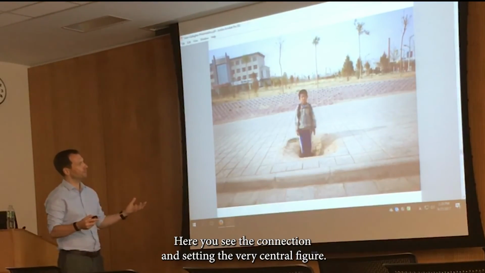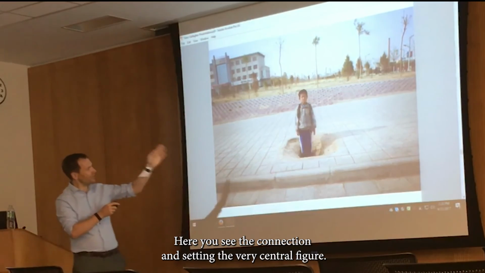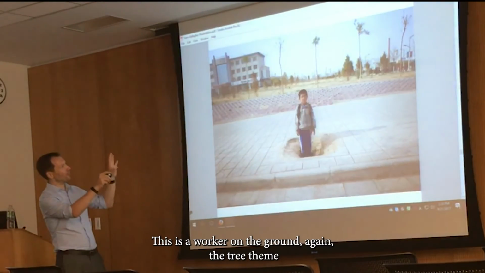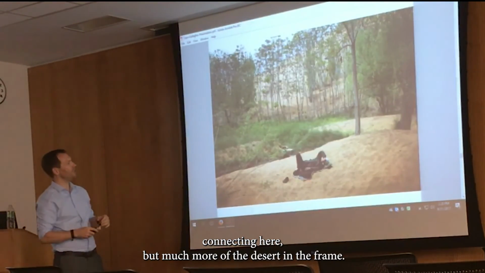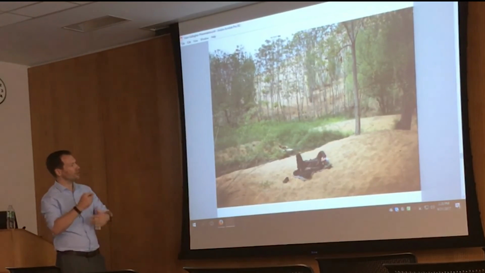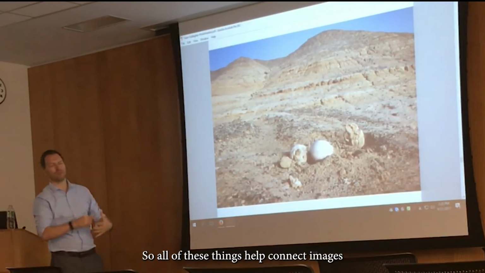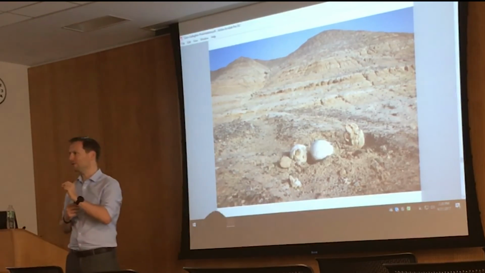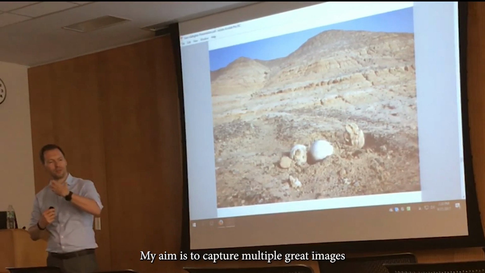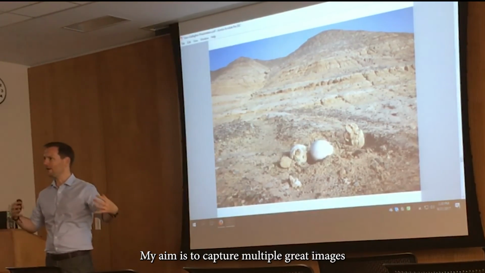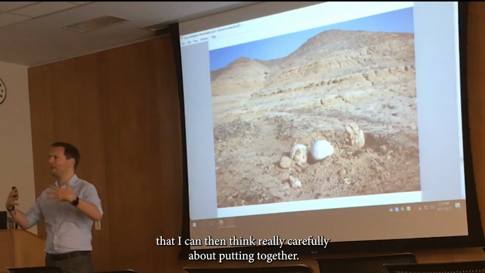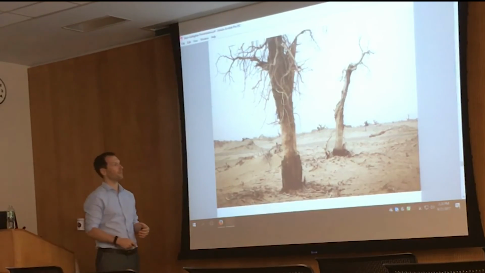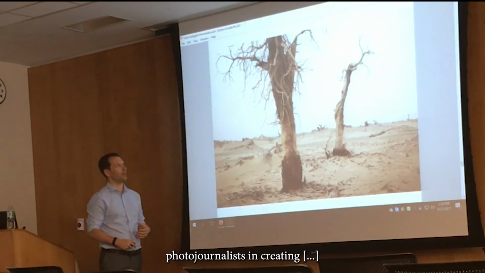Here you see the connection, the arid setting, the central figure. This is a worker down on the ground. Again, we've got the tree theme connecting here, but much more of the desert in the frame. So all of these things help connect images. So as well as trying to capture one great image, which is really important, my aim is to capture multiple great images that I can then think really carefully about putting together. And that's really one of the aims of a photojournalist when creating photos here.